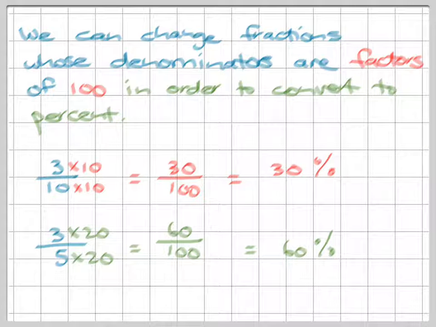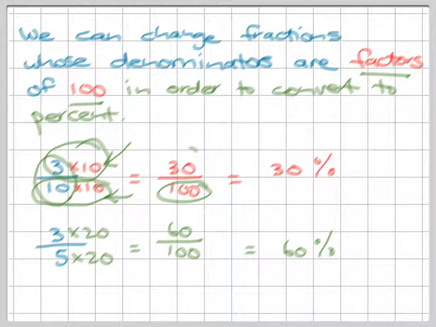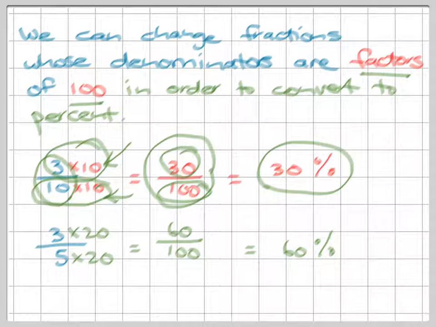Right, now let's look at the next piece. So we can change fractions whose denominators are factors of 100 in order to convert to a percent. This is where our factors come in. So we originally had 3/10. Now you can see what we did was simply multiply the denominator by 10 because it's a factor to get to 100. But because we did that to the bottom, the denominator, we also have to do it to the numerator. So we're going to multiply 3 by 10, and it gives us 30. Now we have a number over 100, which means it's in percent format, and we can rewrite it as 30%.